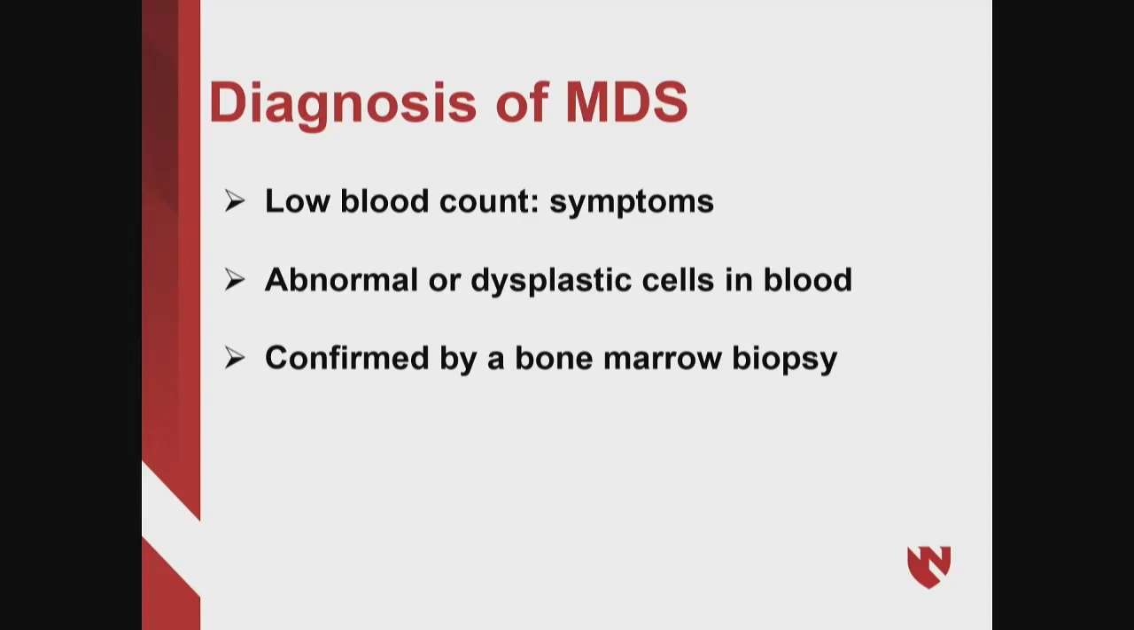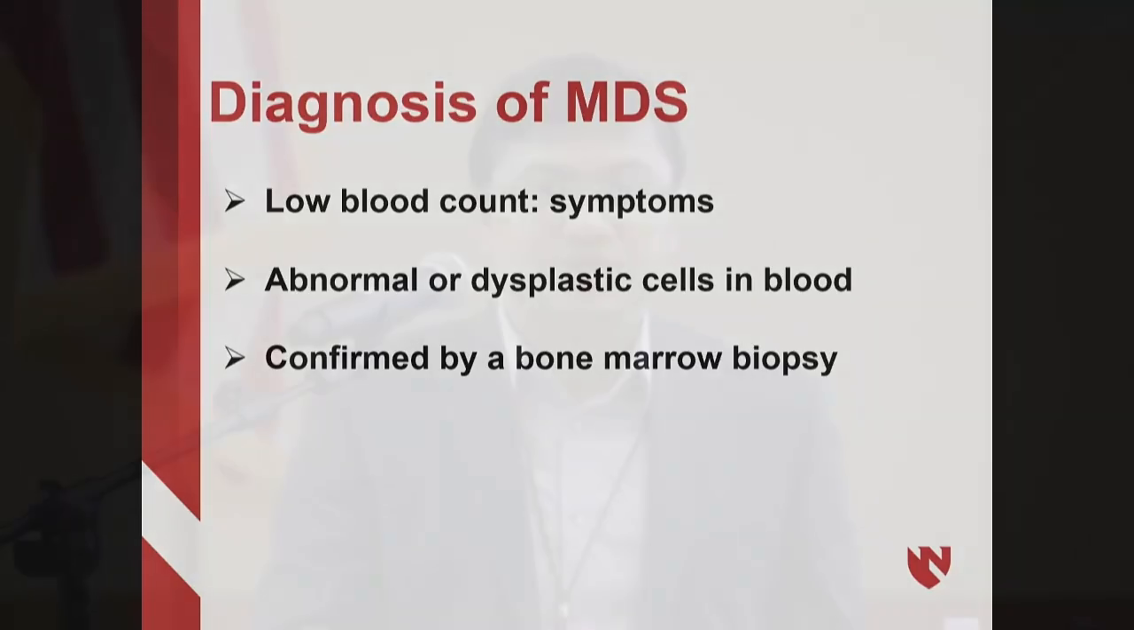Once low blood counts are detected, oftentimes people would be referred to a hematologist. They would do a bone marrow biopsy and other tests. If there are dysplastic cells or blasts, that raises the suspicion of MDS or other hematologic malignancies. That leads to a bone marrow biopsy, and the bone marrow biopsy can confirm the diagnosis of myelodysplastic syndrome.